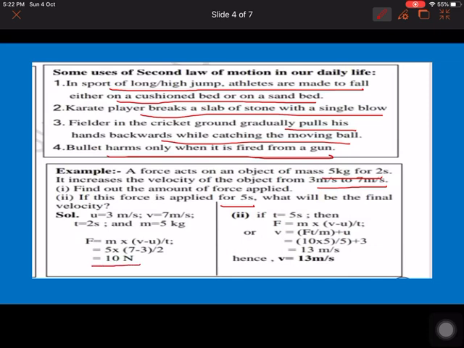F is equal to m(v minus u) upon t. But in the second case, we have increased the time to 5 seconds instead of 2 seconds. We take F as 10, and we have to calculate the final velocity, so we see what the change in velocity is, and the final velocity comes out to be 13 meter per second.